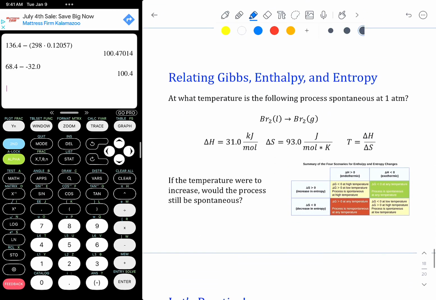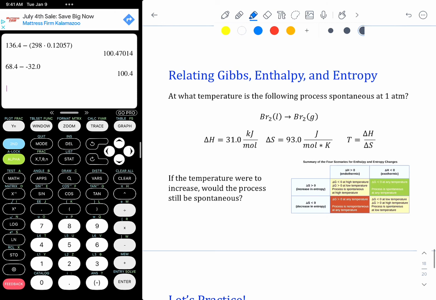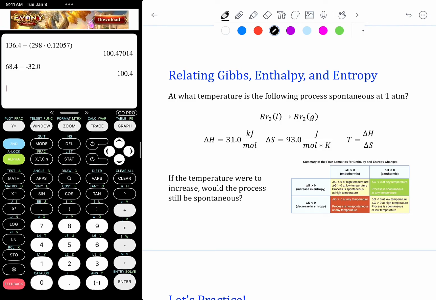So let's practice that. At what temperature is the following process spontaneous at 1 atm? So we have bromine going from a liquid to a gas. Delta H is defined as 31.0 kilojoules per mole, and delta S is defined as 93 joules per mole Kelvin. So we can plug that into T is equal to delta H over delta S. However, the first thing that we're going to have to do is change our units accordingly.